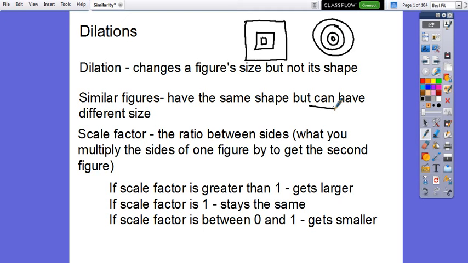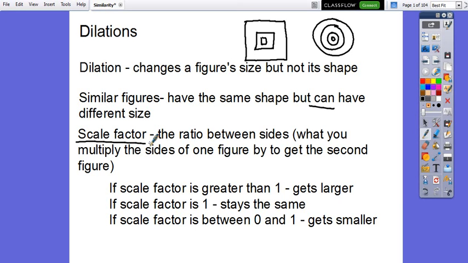Scale factor. This is the important thing when we talk about dilations and similarity. That's the overall concept we're headed toward, is similarity. Scale factor is the most important thing about it. If you were in Coach Rankin's class last year, you talked all about scale factor. You dealt with it a lot. This is the number that you multiply by to get either the bigger figure or the smaller figure.